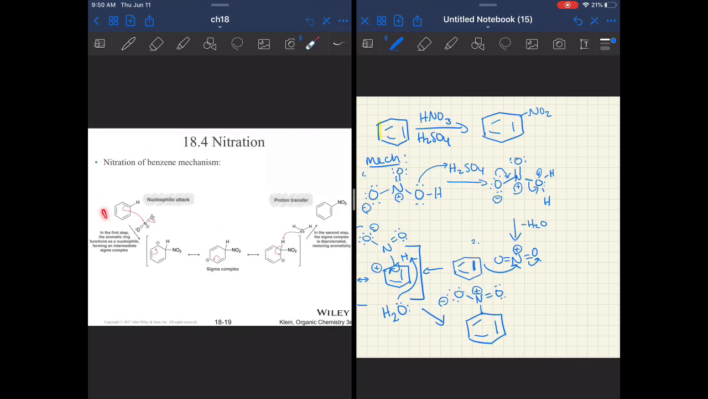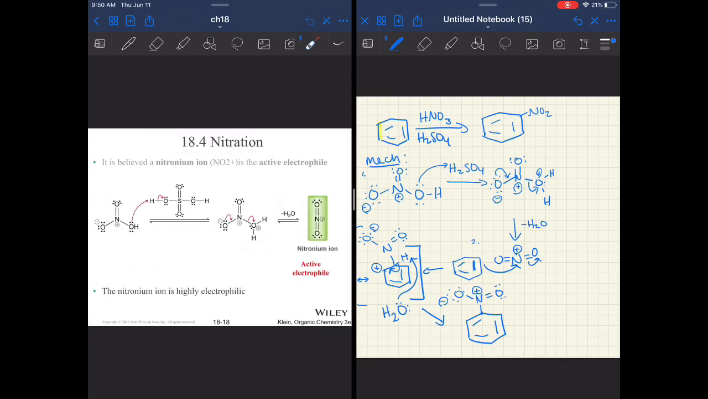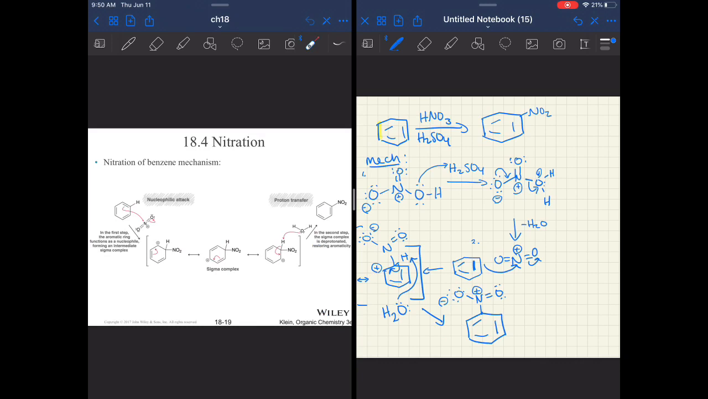And you have that here on slide 19. So you've got the first step of creating the nitronium, the sigma complex, and then the regaining of aromaticity by removing that proton.